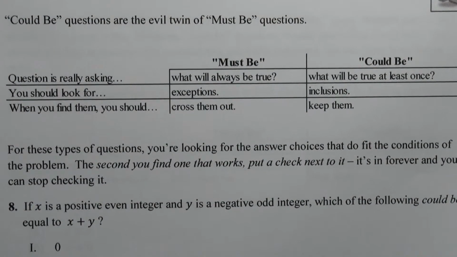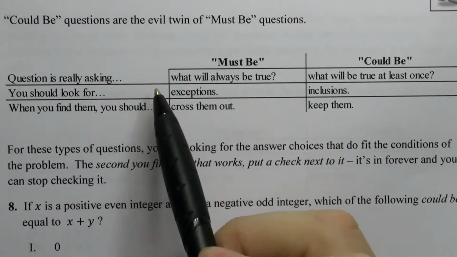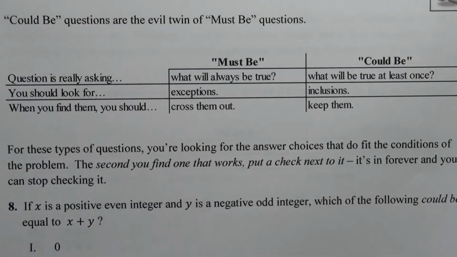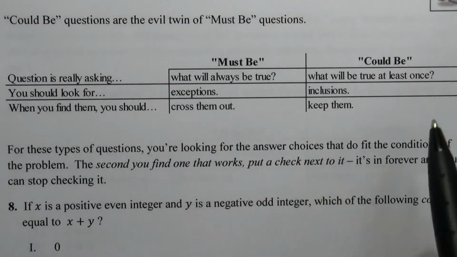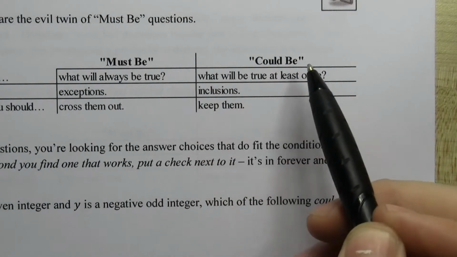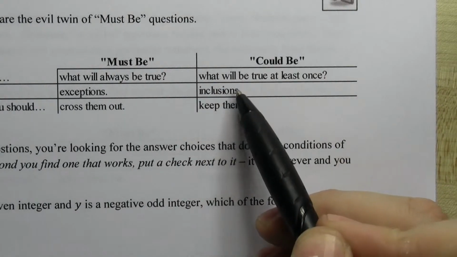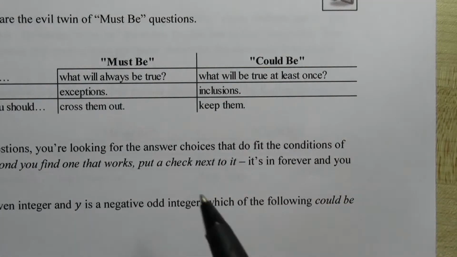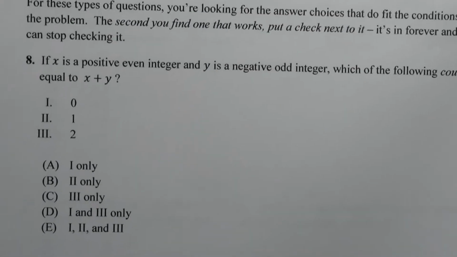Okay, so quick review. We're talking about could be and must be questions. If it says must be, the question's asking what will always be true, which means that you should be looking for exceptions. That is, the second you find one that doesn't work, you cross it out. If you're dealing with a could be question, you want to look for what's true at least once. That is, your goal should be looking for inclusions, and the second one works, you should keep it. So let's take a look at a could be question first.